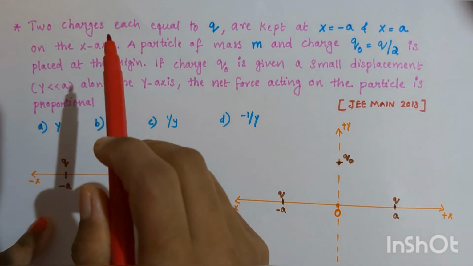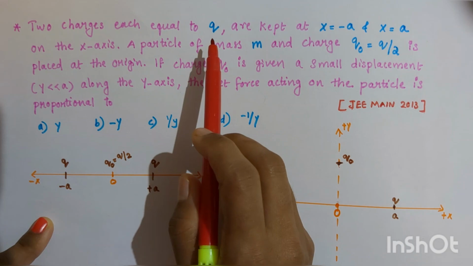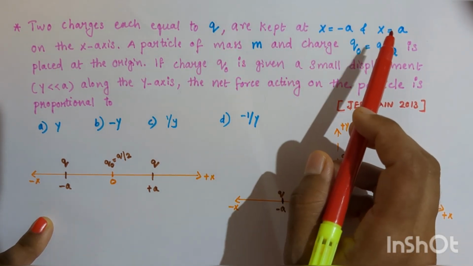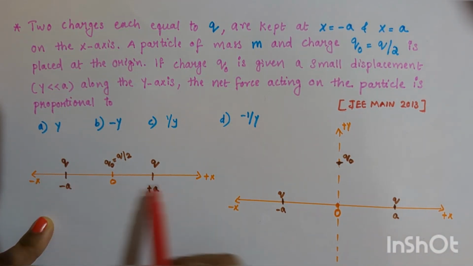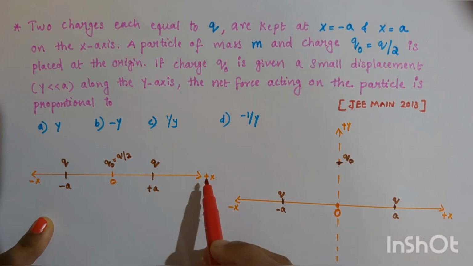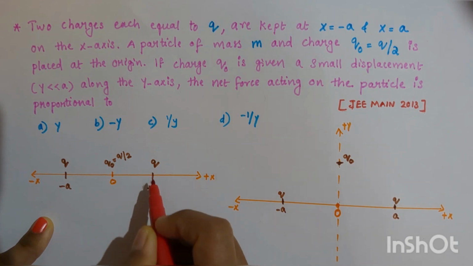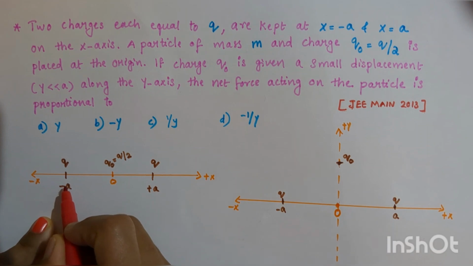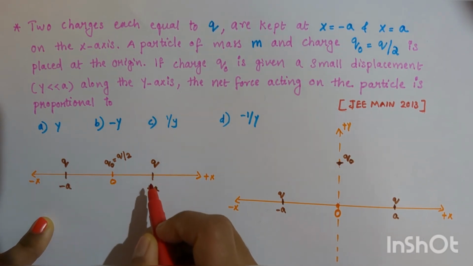Two charges each equal to Q. So there are two charges each of magnitude Q kept at x equals minus a and x equals plus a on the x-axis, which is shown in this figure. Consider this as the x-axis, origin, positive x-axis and negative x-axis. This point is at a distance plus a from the origin, and this point is at a distance a along the negative x-axis, so it is minus a here. There is a charge q here, and another charge q here.